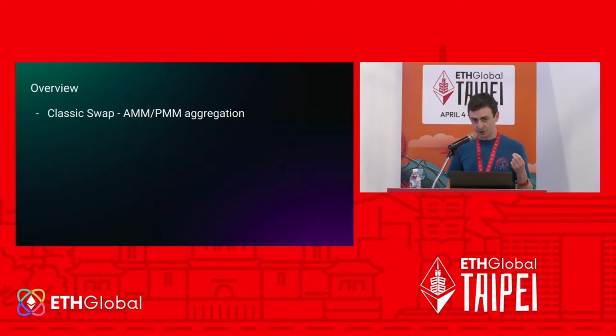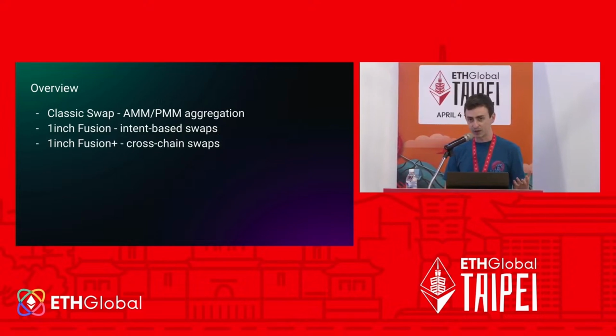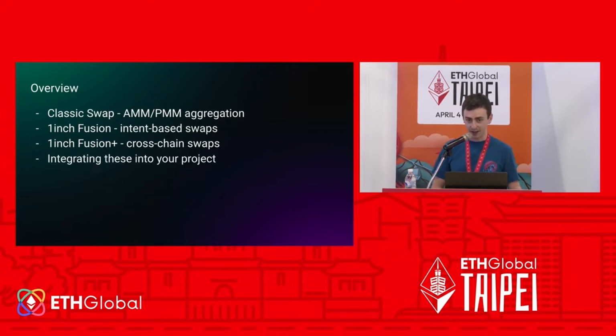To talk about Fusion Plus, it makes a lot of sense to talk about how we got here. First, we're going to talk about Classic Swap, which is what most people probably know 1inch for, our AMM and PMM aggregation. Then we're going to talk about 1inch Fusion, which is our intent-based swaps. And then we'll get on to 1inch Fusion Plus, which is our latest cross-chain swap implementation. And then we'll talk about integrating that into your projects.